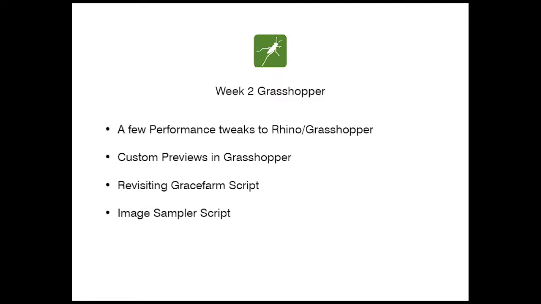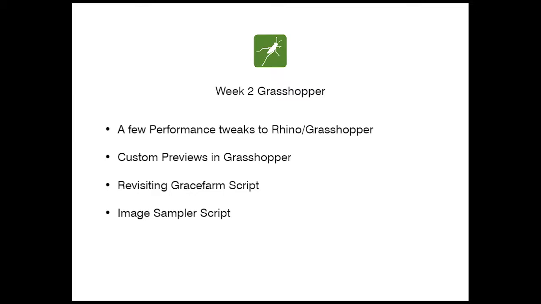Welcome back to the second week of online lectures for the BIM Dynamo course at UWA. This week, we're going to go through setting up Rhino and Grasshopper to perform really well on our machines and also to look really good. So we're going to do a few visual tweaks and a few performance tweaks.